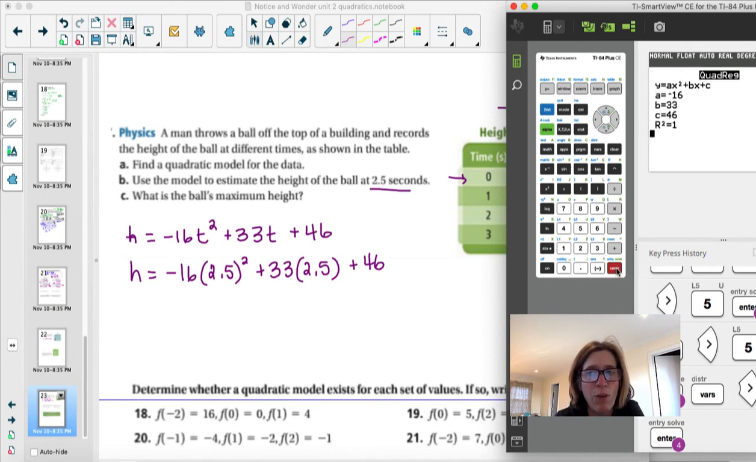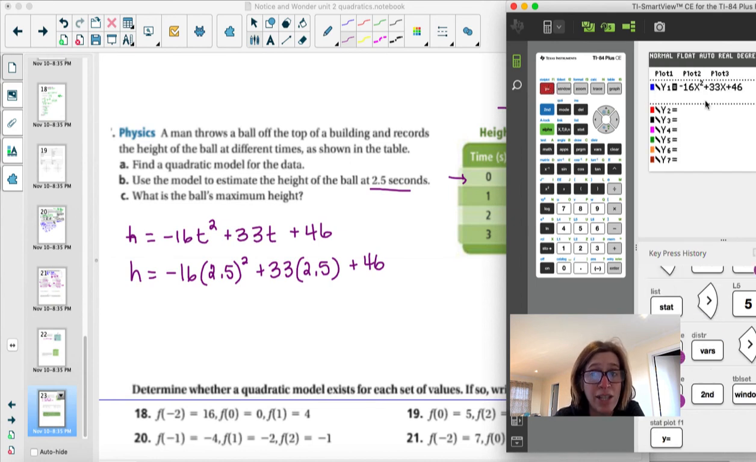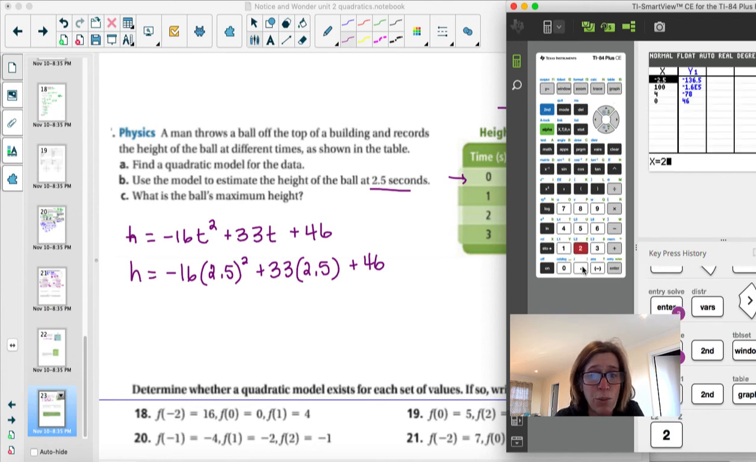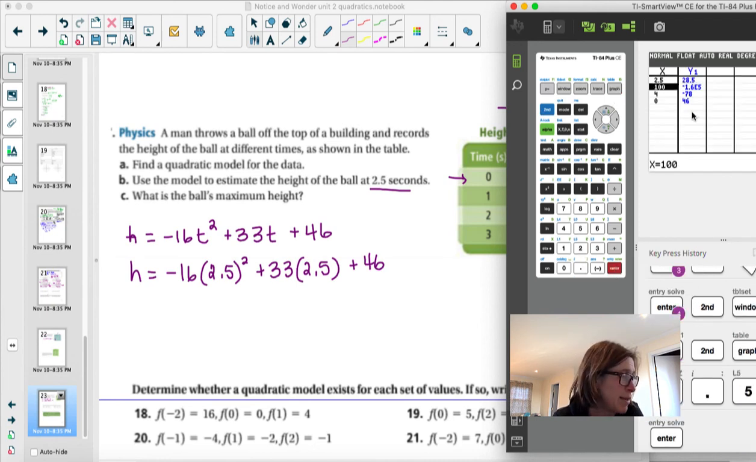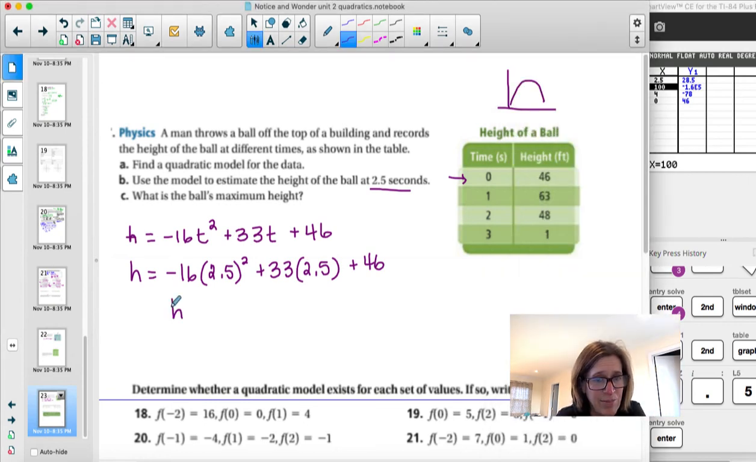Okay, so why is that helpful? Well, today, remember, we said that if we went to second into our table setup, our independent was on ask. Well, now that equation is in my y equals, and I can go to the table and I can ask it for 2.5. And you'll see that I'm getting 28.5 if I do 2.5. So if I do all of this calculation, I'm going to get a height of 28.5 feet.